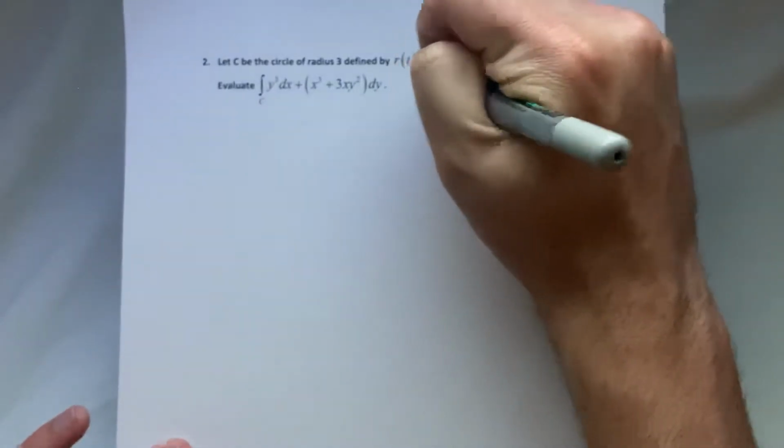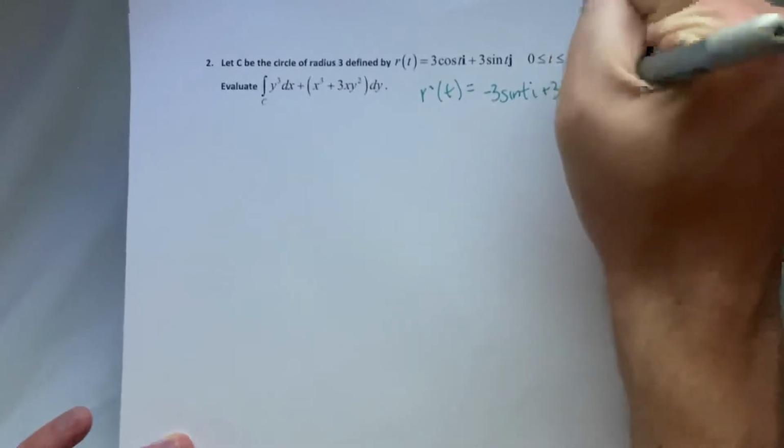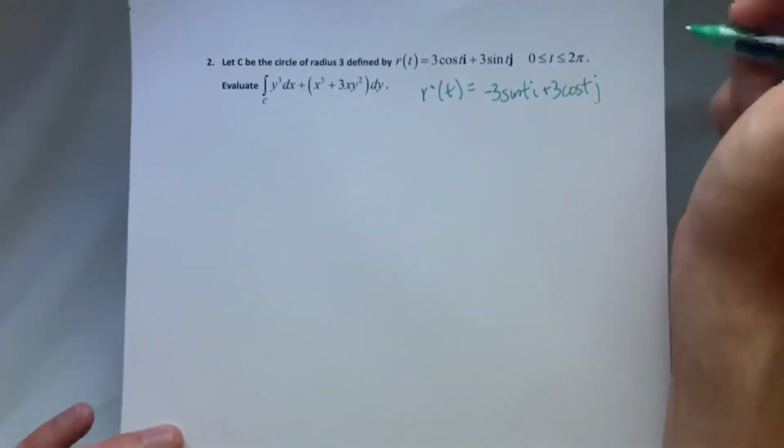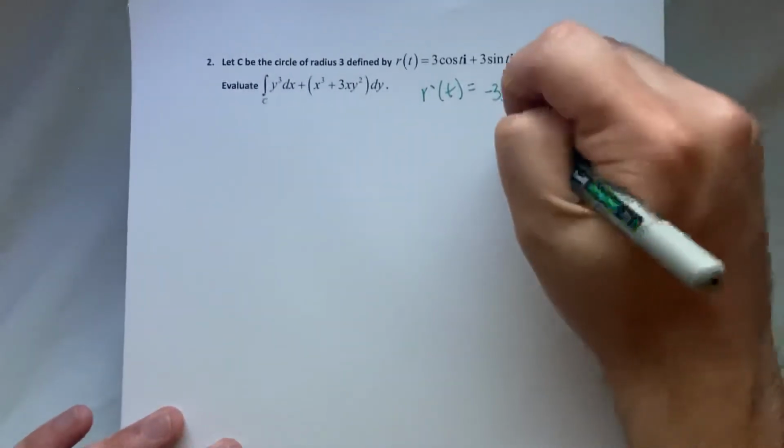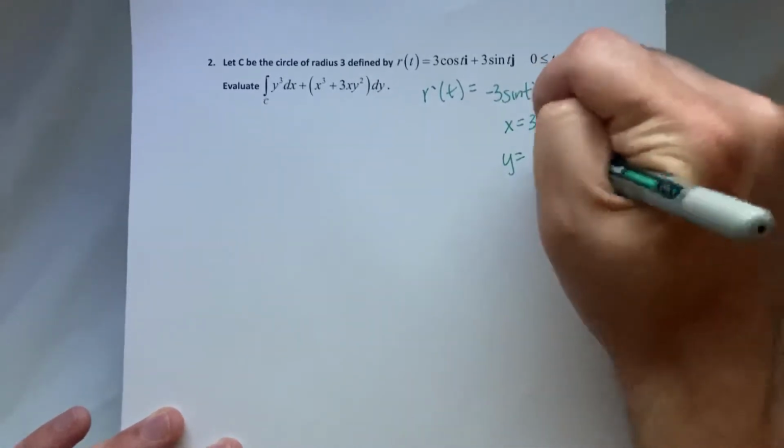Let C be the circle of radius 3 defined by the function r(t) = 3 cosine t i plus 3 sine t j from 0 to 2π. Evaluate y cubed dx plus (x cubed plus 3xy squared) dy. Okay, what's r'(t)? Negative 3 sine t i plus 3 cosine t j. x is 3 cosine t, y is 3 sine t.